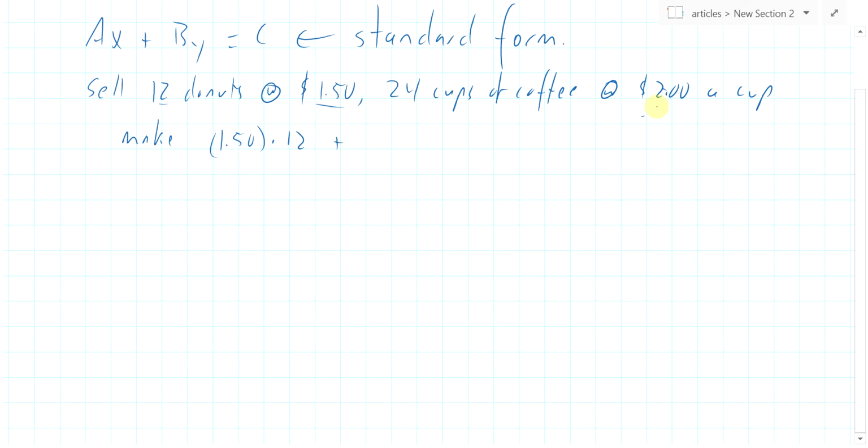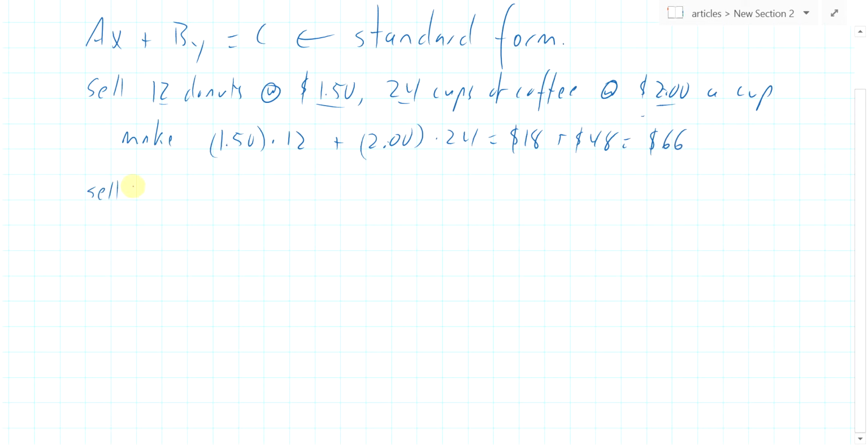How much do you make on coffee? Well, how much each one goes for, that's $2, times how many you sell, that's 24. So 12 times 1.50 is $18, plus 24 times $2 a cup is 48. So we're clearing $66.